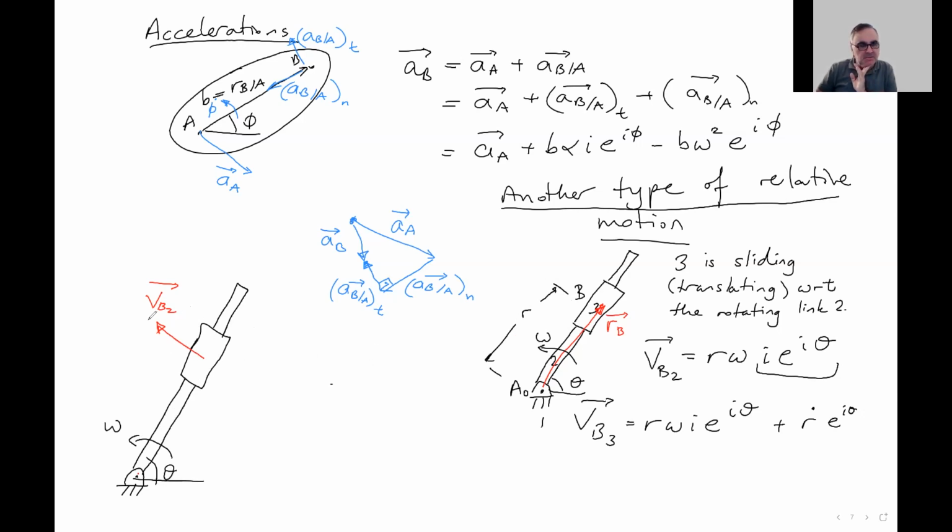R omega, and the distance in this direction. But B3, this link, has another component, which is the following. It might be going upwards or downwards, depending on the R dot term. There is this component, which I will call B3 with respect to B2. And VB3, therefore, is the addition of these. This is vectorial addition.